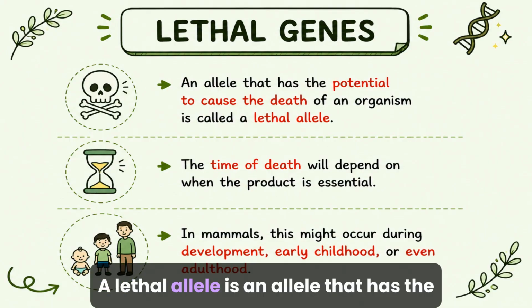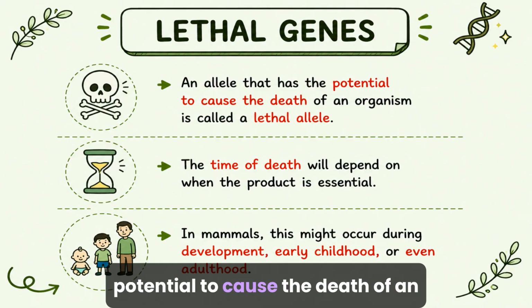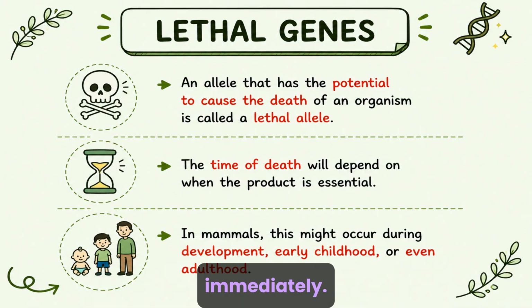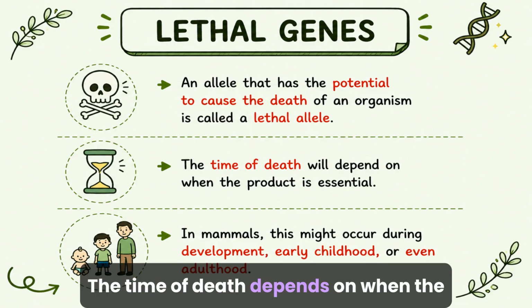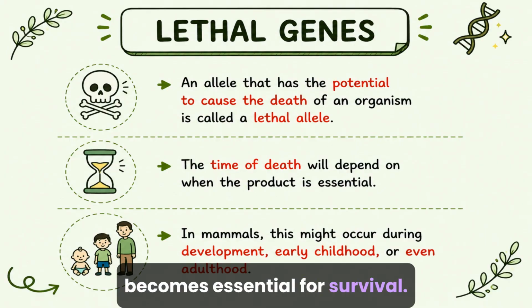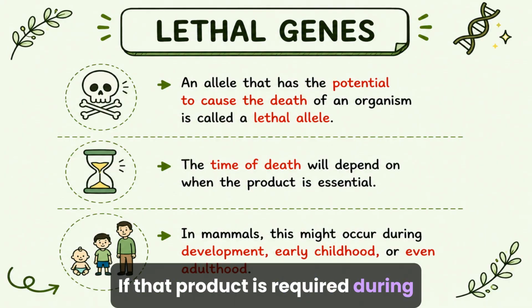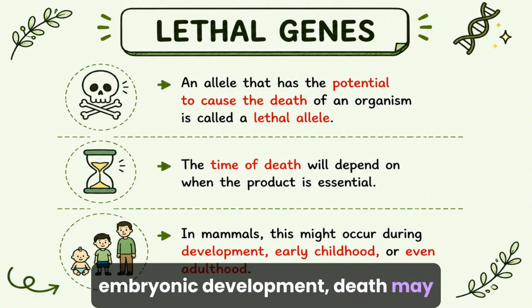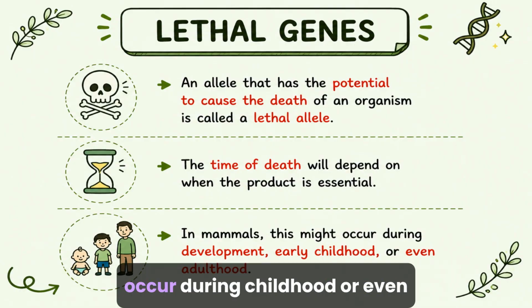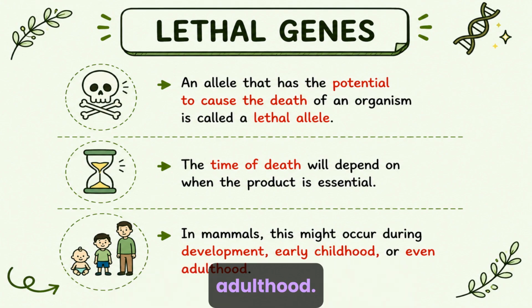A lethal allele is an allele that has the potential to cause the death of an organism. However, death does not always occur immediately. The time of death depends on when the product encoded by that gene becomes essential for survival. If that product is required during embryonic development, death may occur before birth. If it becomes important later, death may occur during childhood or even adulthood.